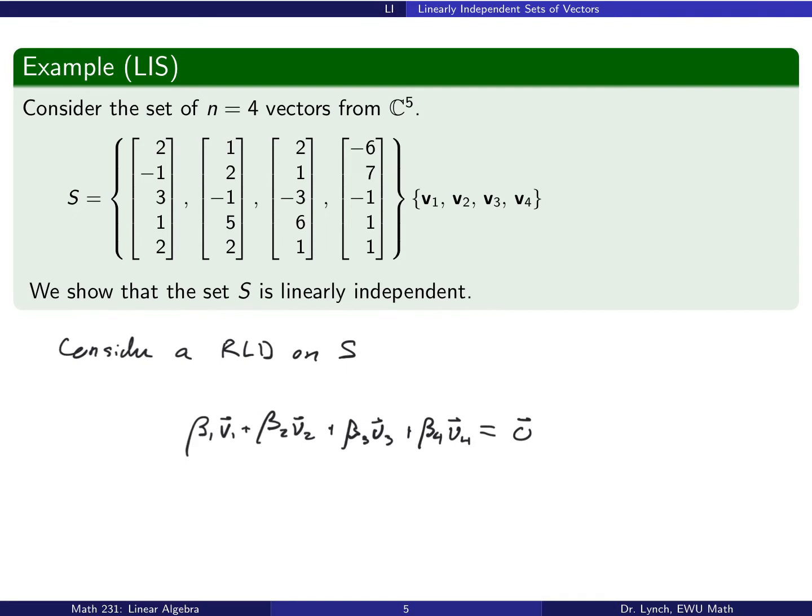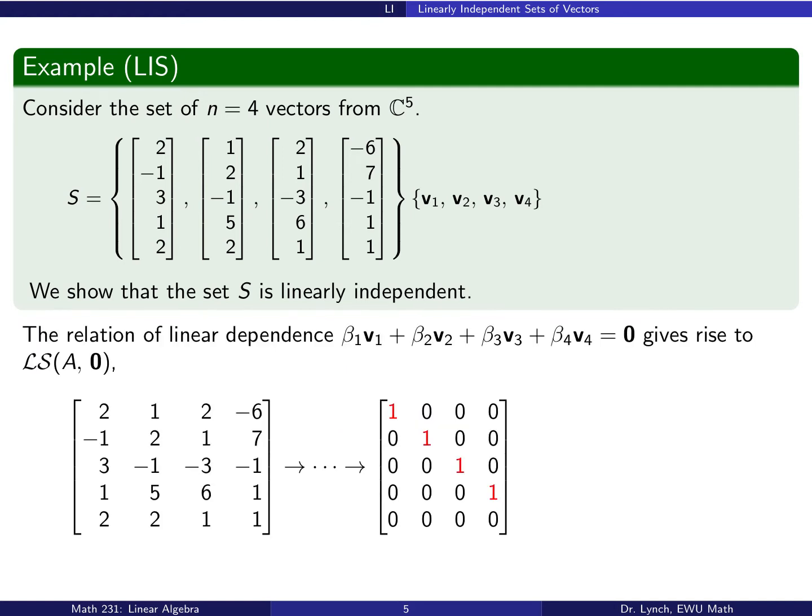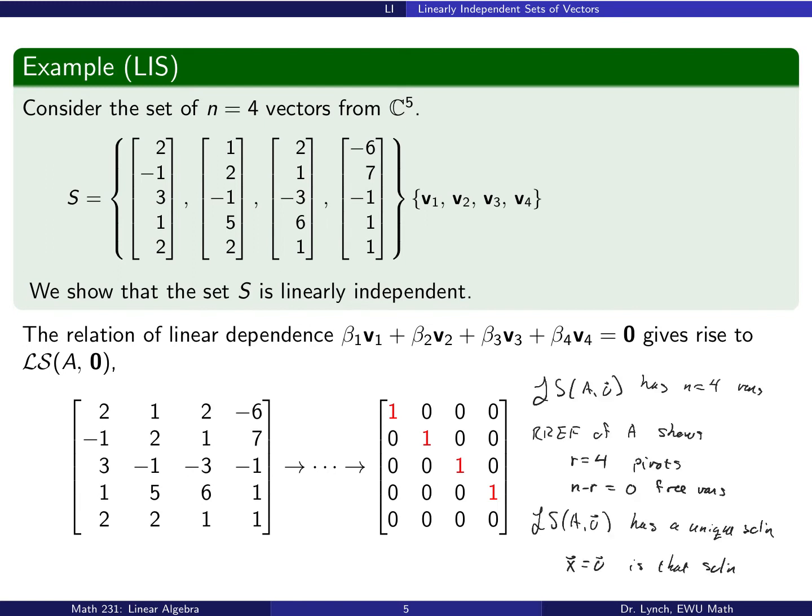In this case, the linear system is again a homogeneous linear system. Here's the coefficient matrix for that homogeneous linear system. We can see that when we row reduce, we end up with r equals 4 pivots for n equals 4 variables. Of course, with r equals 4 pivots, there are n minus r equals 0 free variables.